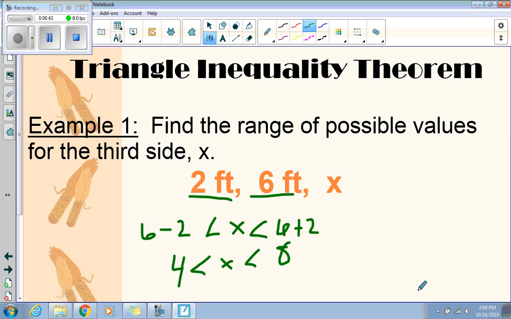So that could be 5, 6, or 7. It could be 5.8, 6.8, 4.5, right? It's just not including the numbers 4 and 8. It is everything in between them.